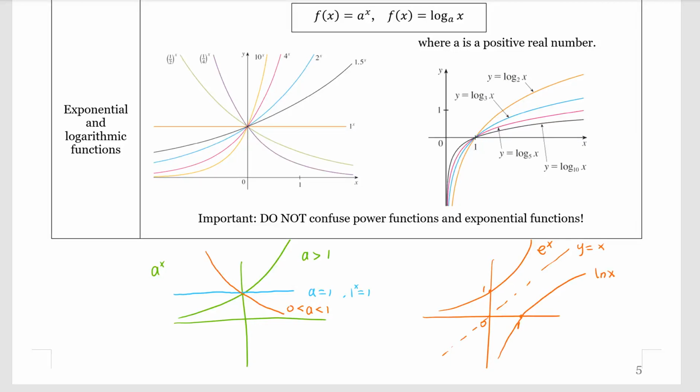So important, do not confuse power functions and exponential functions. Power function is like x to the a, exponential function a to the x. Power function, the power is the constant. The variable is in the base. Exponential function, the base is a constant. The exponent is a variable x. Okay, so do not confuse them.